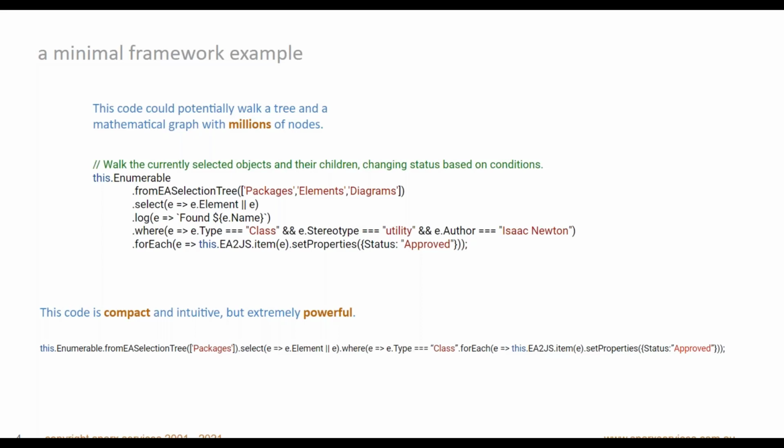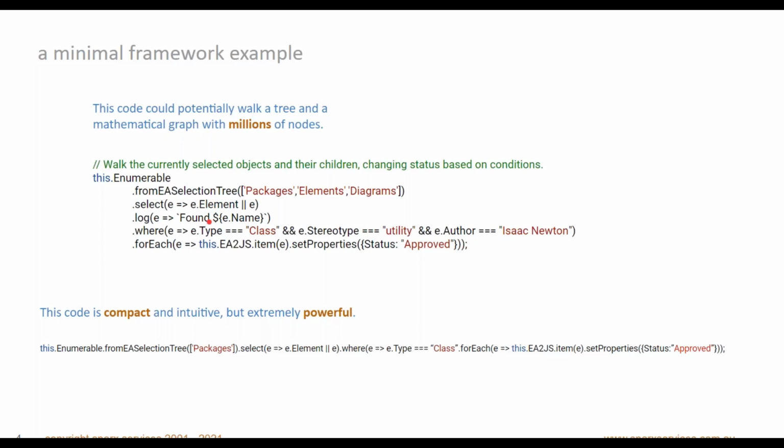Some of you, in fact, may already use the enumerables either in C# or JavaScript. Essentially, what we're doing is we're telling this engine that we want to select from the Enterprise Architect tree. So we have our cursor on something, we say we want to look at packages, elements, and diagrams. And then we traverse down the tree, selecting elements, and in this case, we want to look at the elements that each package is associated with, because each package has an associated element.